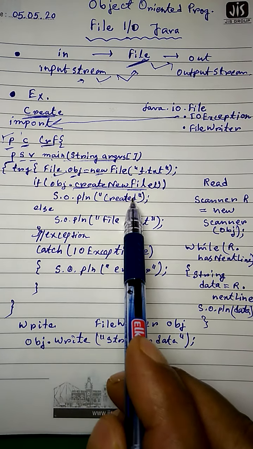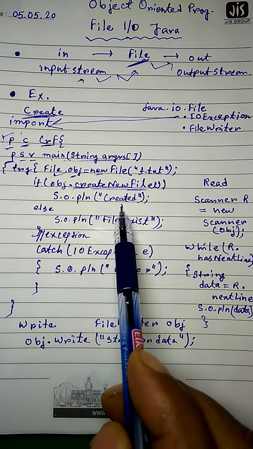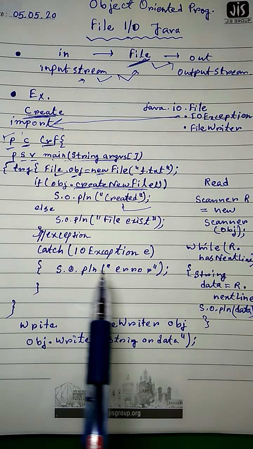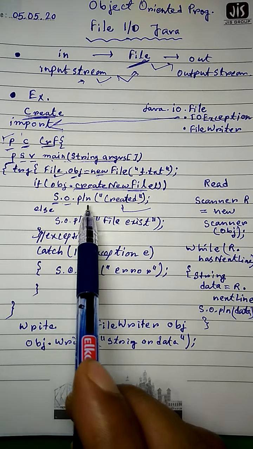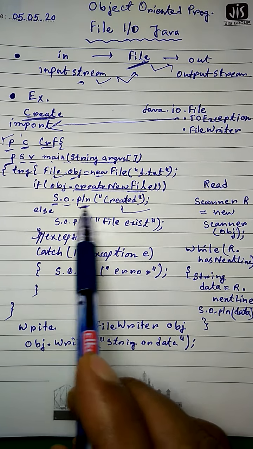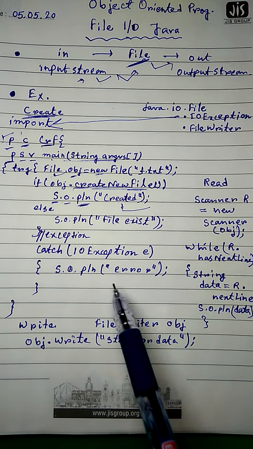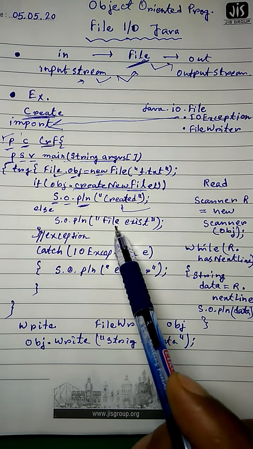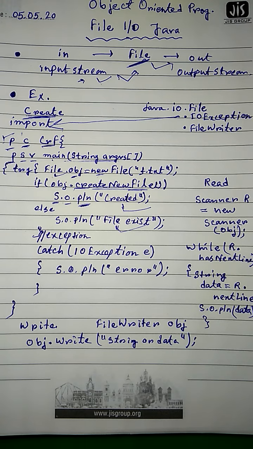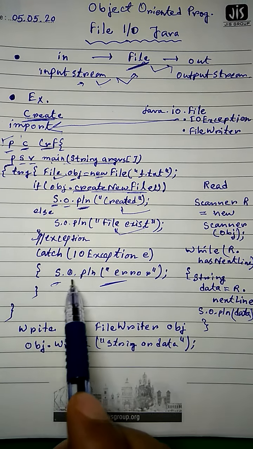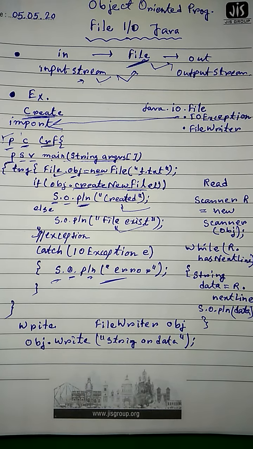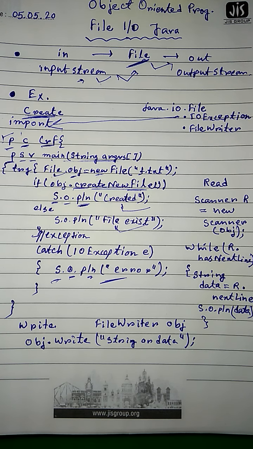Now if it is created, just display that it is created, using System.out.println. If it is not created, then the file does not exist, or the path is not defined, or another type of exception occurs, then you can write System.out.println with an error message there. Okay. Now after creating, you need to write to it.